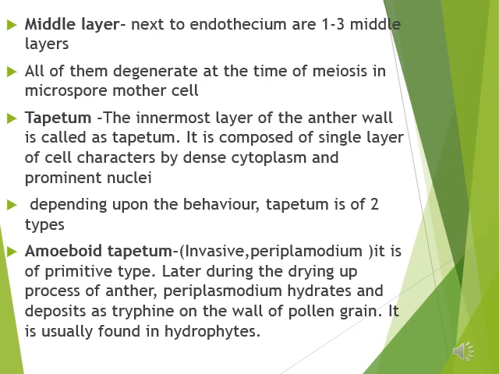First is amoeboid tapetum. It is also called invasive or periplasmodial type of tapetum. This is the most primitive type of tapetum. Later, during the drying up process of the anther, the periplasmodium hydrates and deposits as tryphine on the wall of the pollen grain. It is usually found in hydrophytes.